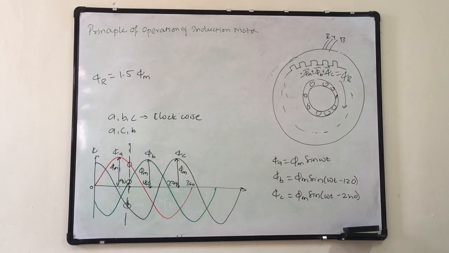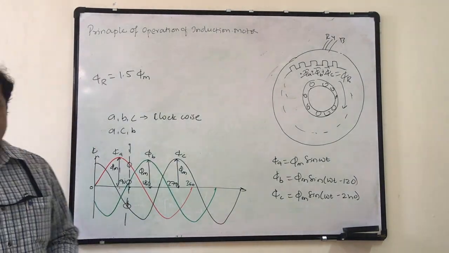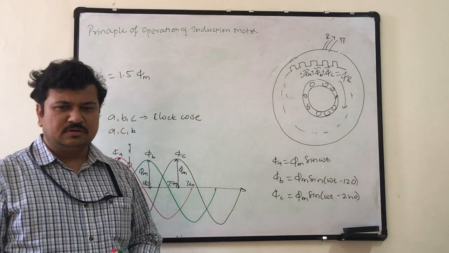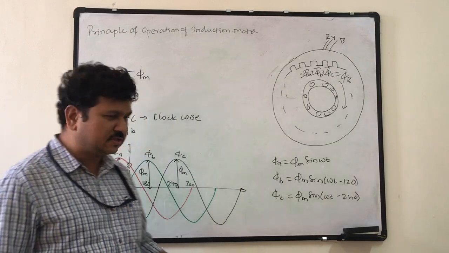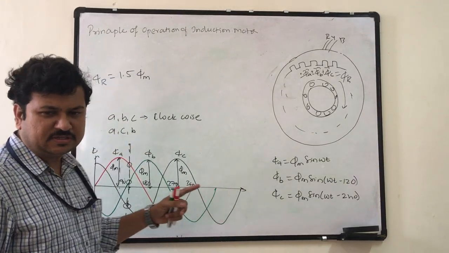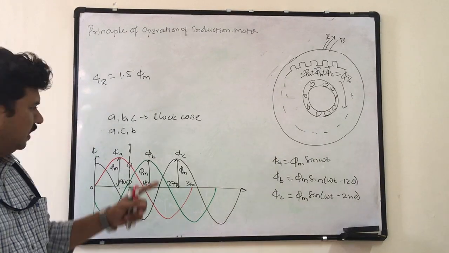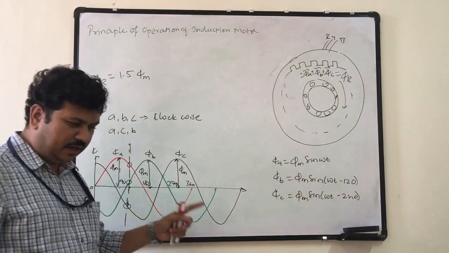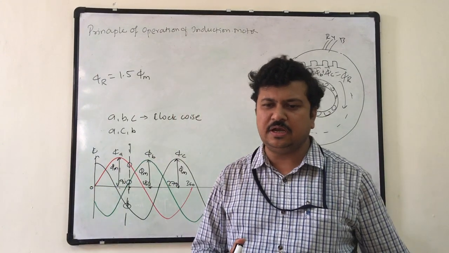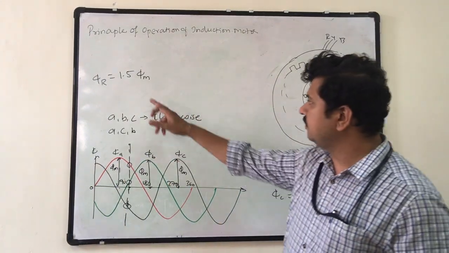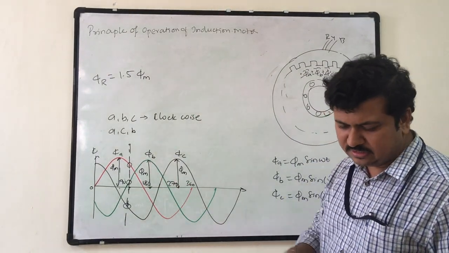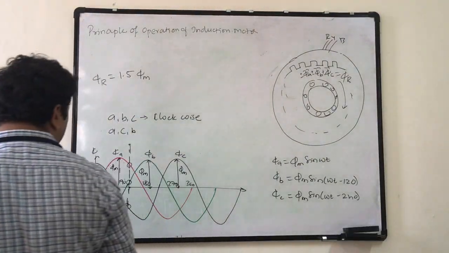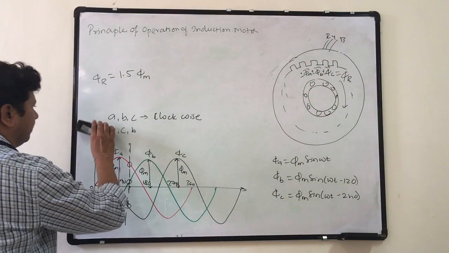Fine. So this we have seen in the last class, that when I apply three-phase supply to the stator, three-phase currents flow in the stator winding, which is a distributed three-phase winding. Those three-phase currents will produce three-phase flux, phi A, phi B, phi C. When these three fluxes are simultaneously existing in the air gap, they interact with each other and produce a resultant magnetic field of constant amplitude, 1.5 times phi m. Okay, so when these three are added, I get a resultant magnetic field of constant amplitude.